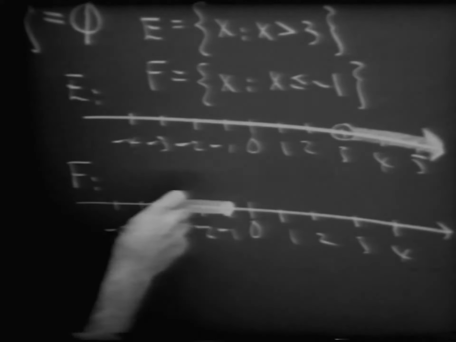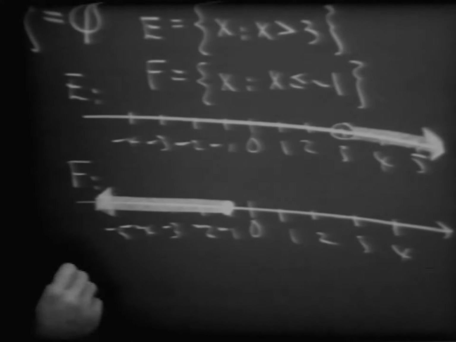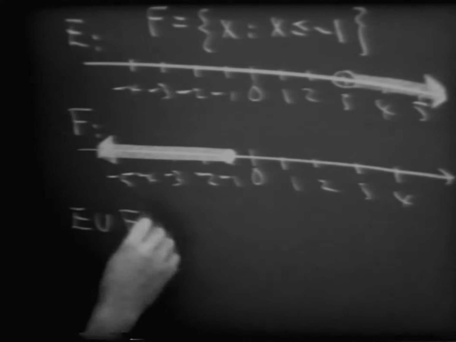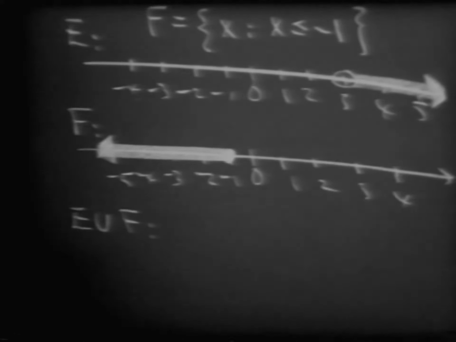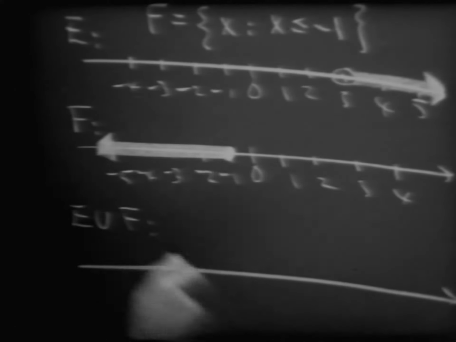A solid line going to the left with an arrowhead on it. Is that right? Now, my question is, here's some set E, and there is a set F, and now we are interested in the graph of E union F, in which we want the set of all elements which are either in set E or in set F.